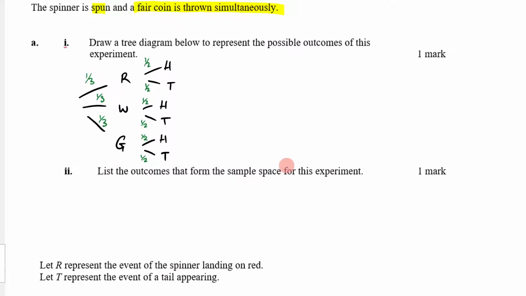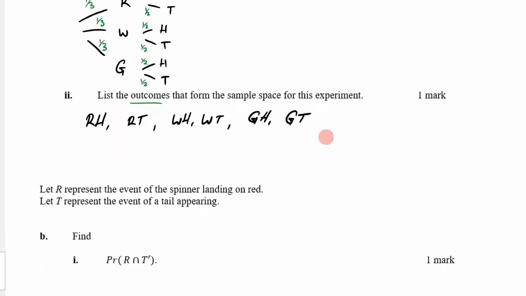Now, when it says list the outcomes that form the sample space for this experiment, that is simply going to be the following. You could either get a red and a head, or a red and a tail, or a white and a head, or a white and a tail, or a green and a head, or a green and a tail. Okay, we continue on.